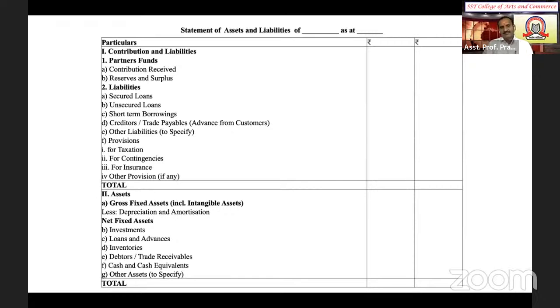Then the asset part, that is gross fixed assets less your depreciation. Then net fixed assets, then investments, loans and advances, inventories, debtors or trade receivables, cash and cash equivalents, and other assets. So follow this format and solve the question based on LLP.